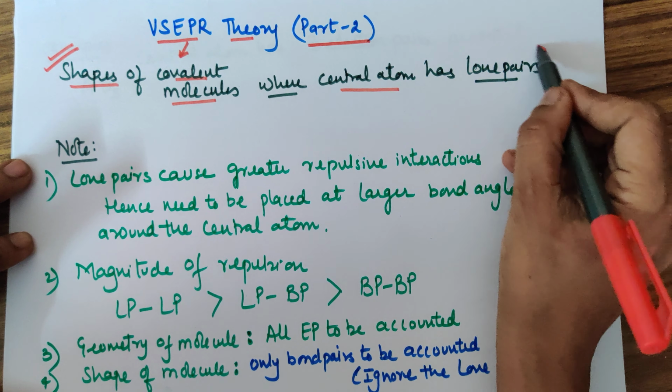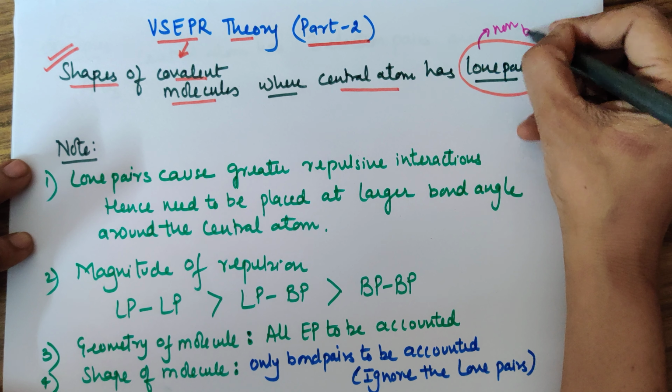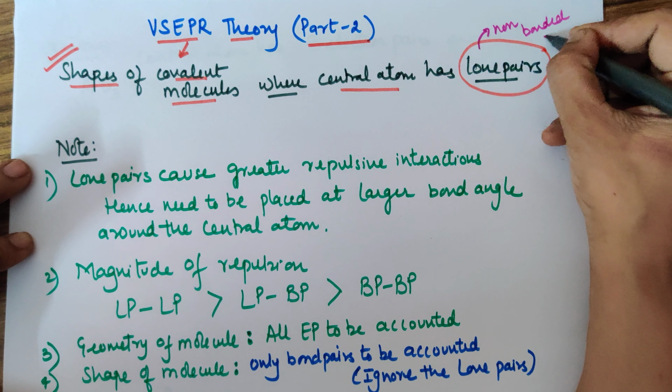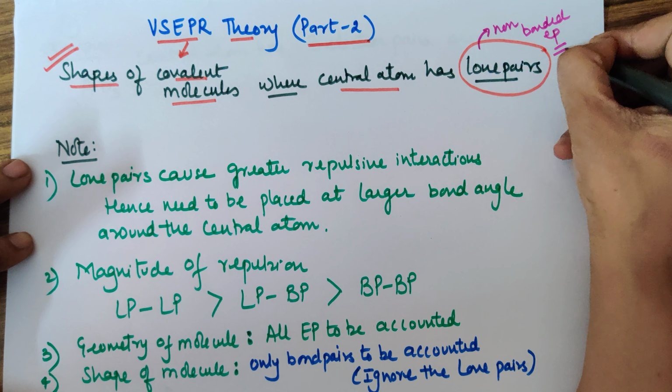Now, what are lone pairs? Lone pairs are the non-bonded electron pairs, which means the central atom's 2 electrons or 4 electrons which are not used up in forming the covalent bond. That means they have not been utilized for forming the mutual sharing.